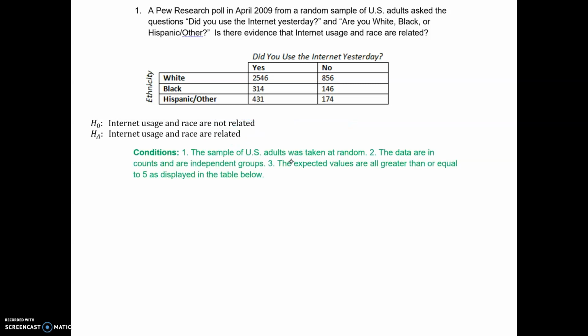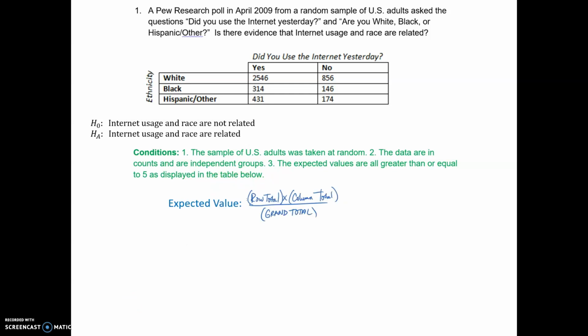The next thing we're going to check is conditions. We got a random sample, it says that in the problem. And then here we go. Sometimes I like putting this in 2 bullet points, but it doesn't really matter. The data are in counts, that's 1, and are independent groups. That's important. The expected values are all greater than or equal to 5, which we don't have yet. That's why it says as displayed in the table below, and we'll get that in a moment.